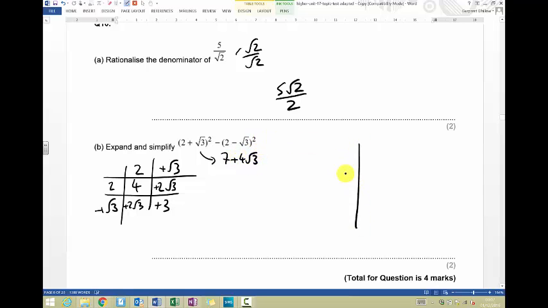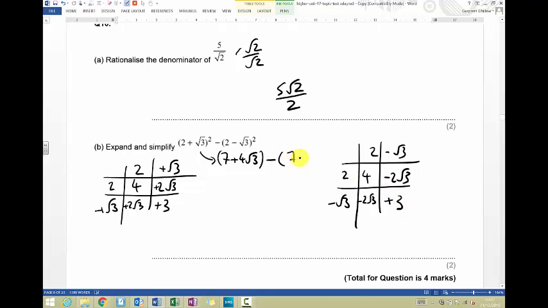This one is going to be really similar to the other one, but we'll just quickly work through it. 4, minus and minus makes a plus, and you still get a 3, but this time you get minus 2 root 3 minus 2 root 3. So this one makes minus, and I'll put it in a bracket because it's a minus, 7 minus 4 root 3.